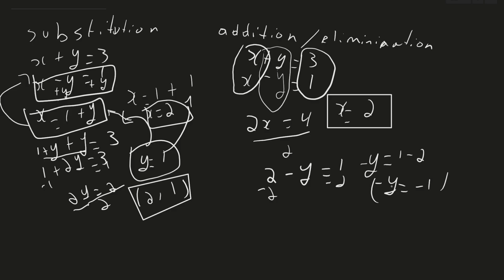Now you can divide the whole equation by negative 1 to get rid of the negative sign. So y is just going to equal 1, which is the same exact answer we got for the other method. So it's (2, 1), which is the same exact thing we got for the first method. Now let's do some practice, right?